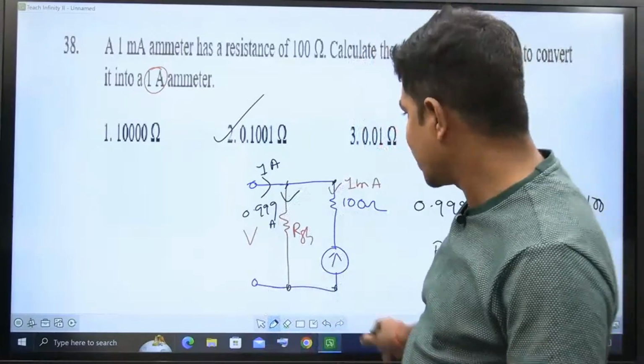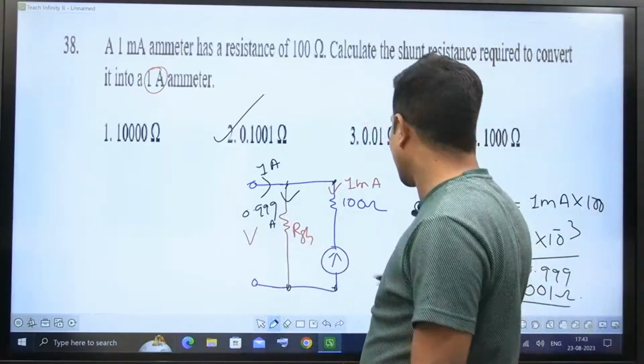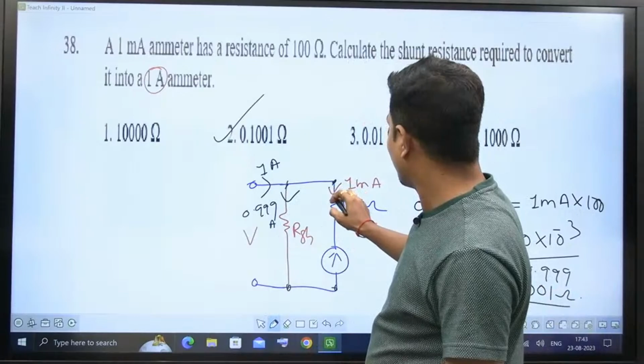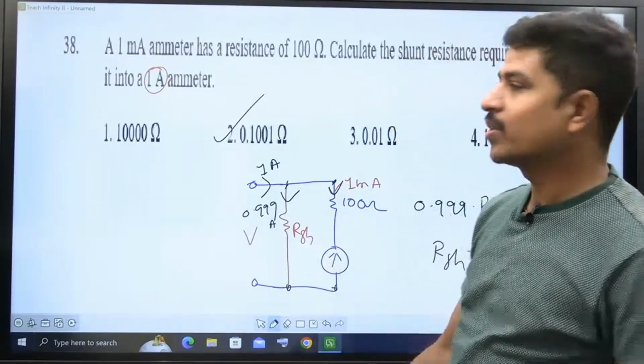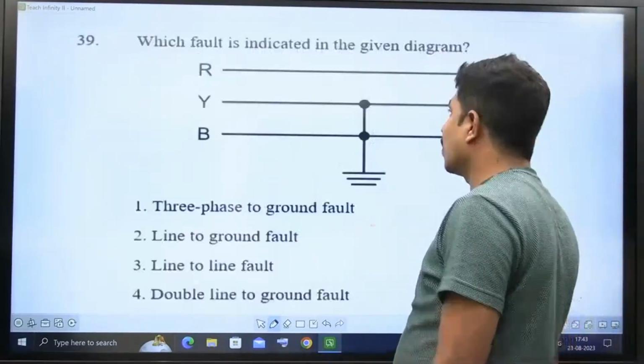That much resistance you have to keep here, so that our meter will not be damaged. If you put any resistance more than this value, more than 1 milliampere will flow through the meter, and then the meter will be damaged. Right? Choice 2 is correct. Let's go to the next question.